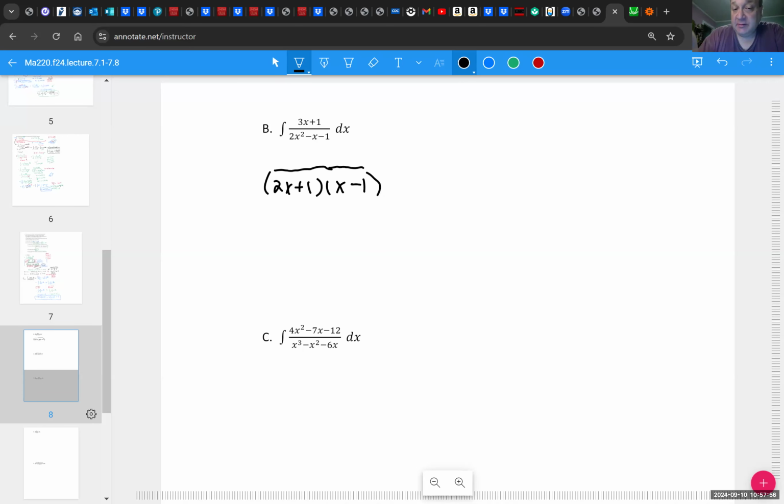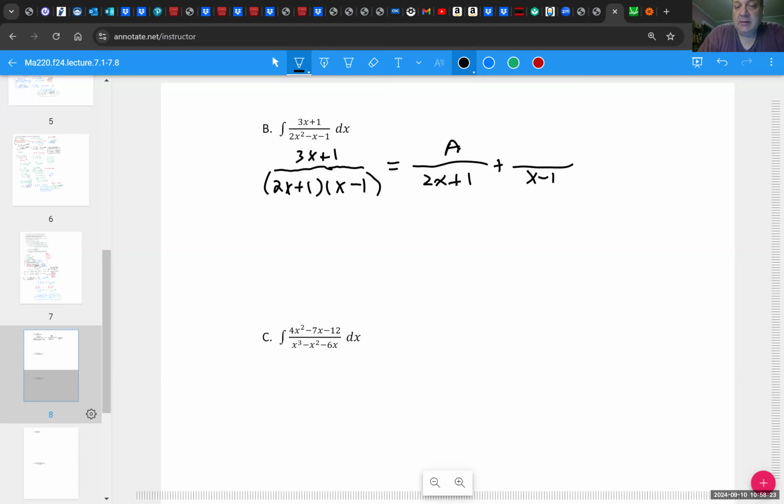2x times x is 2x squared. 2x times -1 is -2x. And then I have a +1x, which combined together give me -1x. And then the +1 and the -1 multiply to be 1. So that's the factorization. The top is like this. And so my decomposition will be into 2x plus 1 as one of the fractions and x minus 1 as the other fraction.